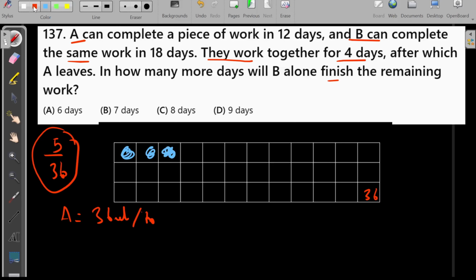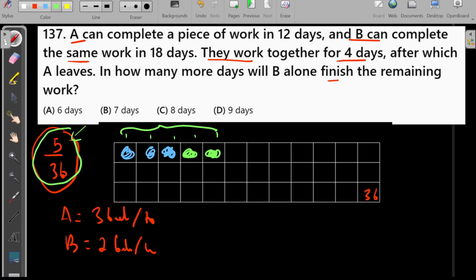What about B? B can do 2 blocks of work per day. So let me color it out. So B can do 2 blocks of work per day. If they were to work together, they complete 5 blocks of work per day. You can count them 1, 2, 3, 4, 5. In this case, this 5 over 36 represents the same thing, which is the total work done. Now, for the question, if they were to work together for 4 days.